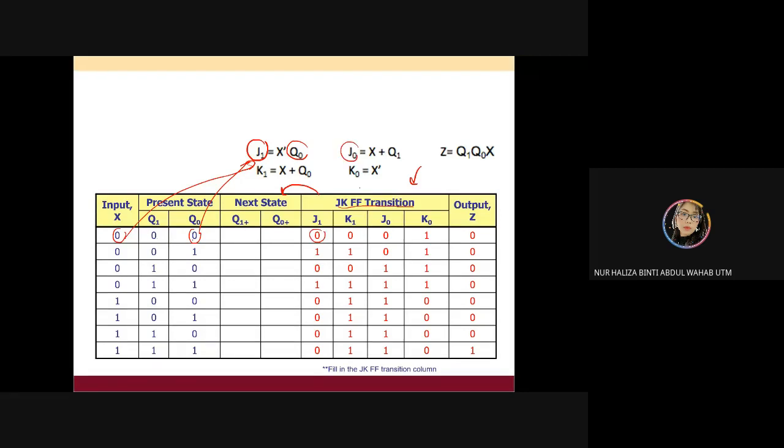From here, you will get the values to put in the JK values, J0, sorry, and then K0, K1. This is all obtained from the first derived equations. After that, because you need to find out your Q0 plus and Q1 plus, you want to get this. So from here, you already get the values first for all of this.